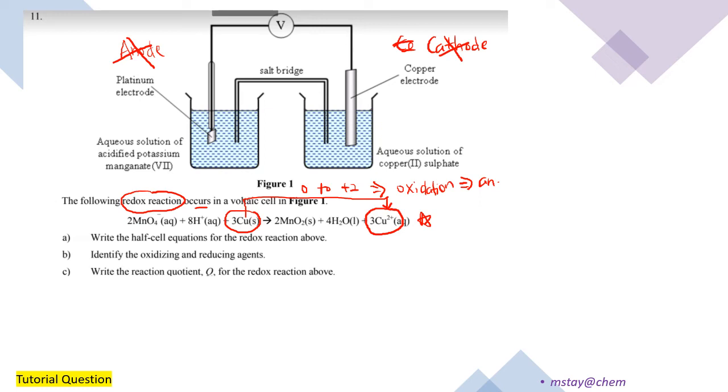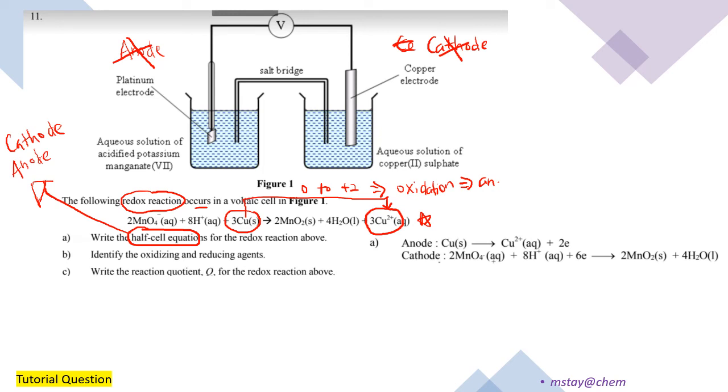So then next for question A, they ask us to write the half-cell equation for the redox reaction. If the question asks us to write the half-cell equation, it basically means that you need to identify which is the anode and which is the cathode, which we already identified just now. So the anode is the copper. So copper loses 2 electrons to become Cu2+.